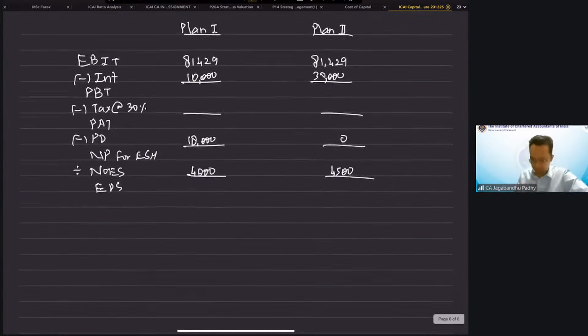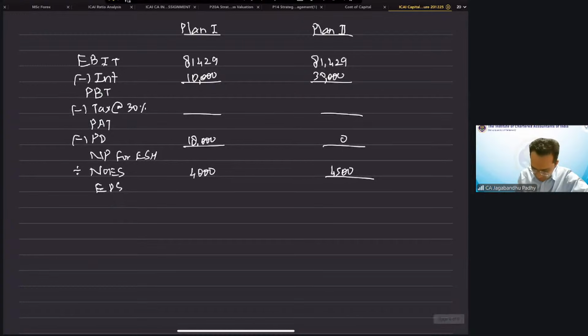So it's 8. So earnings per share is 8 in both cases, right? EPS is going to be 8 in both the cases, everyone. Earnings per share is 8 in both cases.